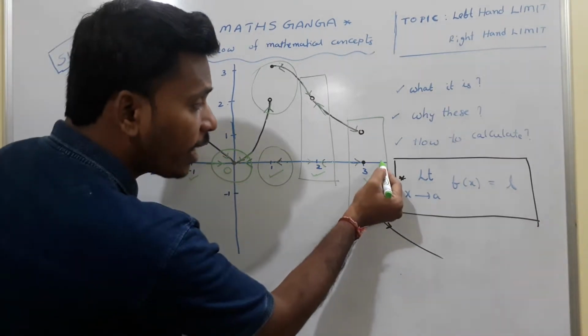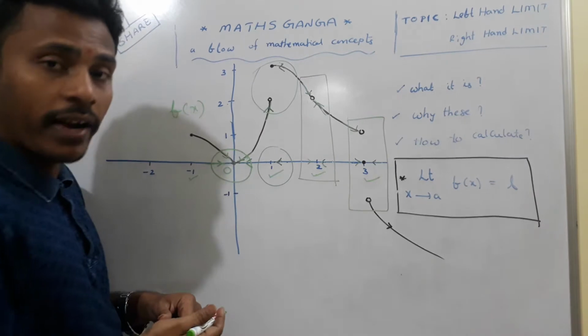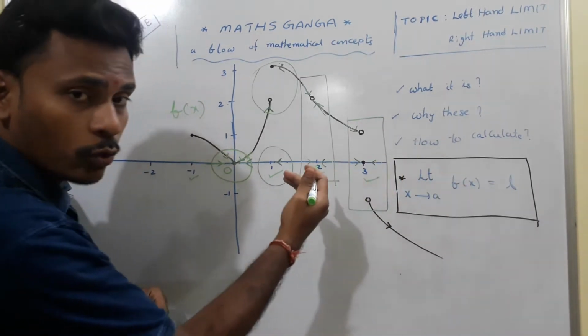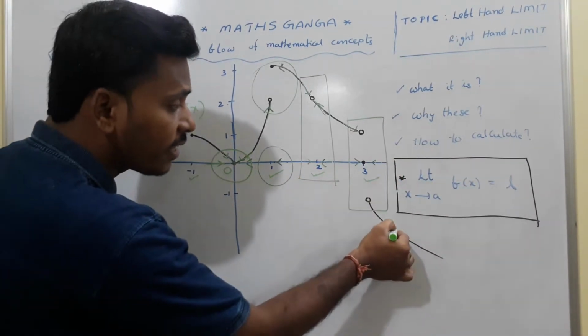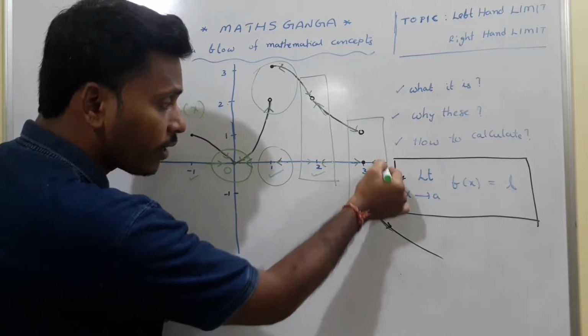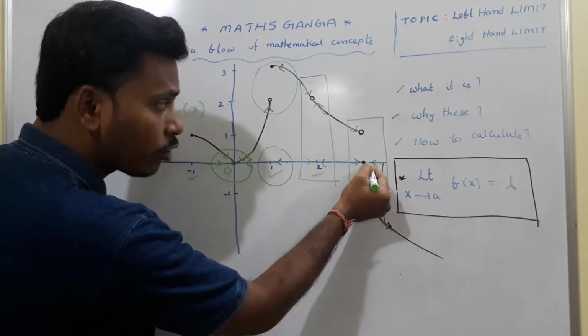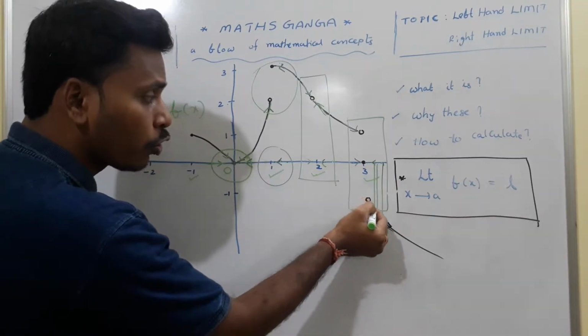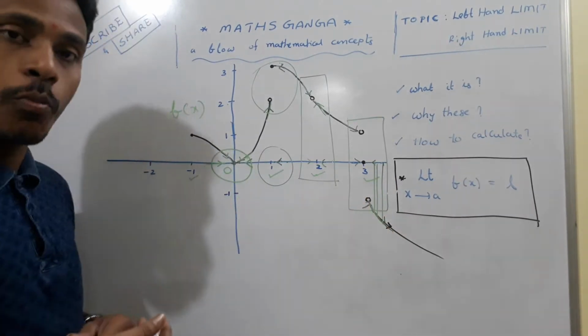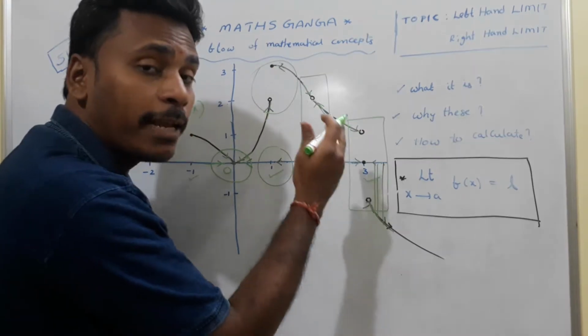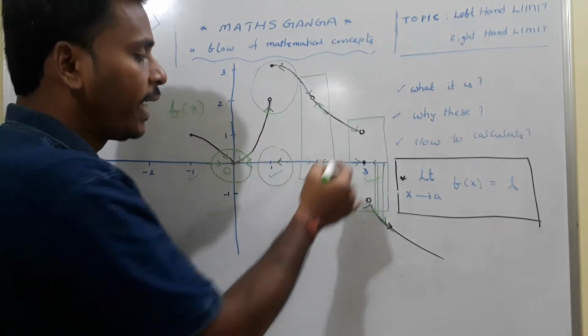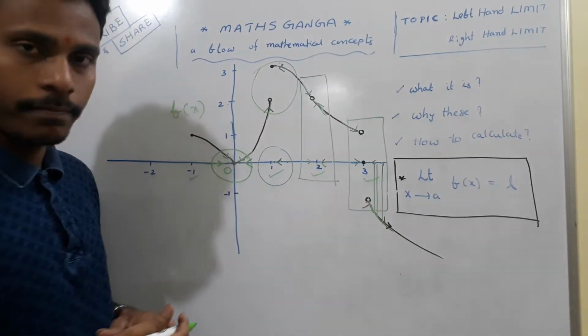And if x values are running towards 3 from the right side, in that case the graph is like this. See, for the right side values of 3, the graph is like this. Since the values are moving towards 3, the graph is approaching this point. This point corresponds to -1. So the right hand limit of the function at 3 is -1.